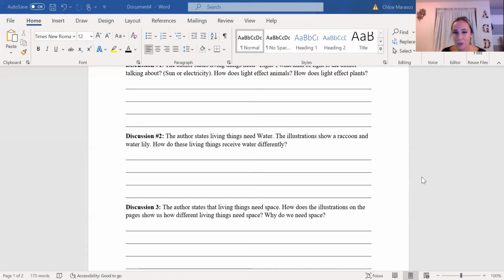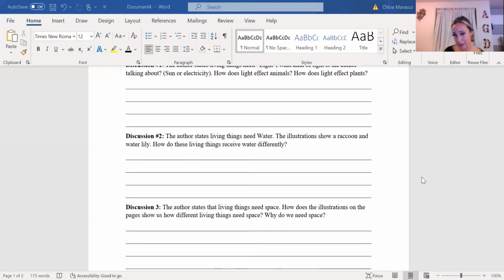You want to ask your students to start thinking, what does the author mean when they say they need water? The illustrations show us a raccoon and a water lily, but how do these plants and animals receive water differently? How is the water lily drinking water, but the raccoon is also drinking water? The water lily doesn't have a mouth. Get them thinking about these things. Then you continue reading after you've given them a couple of minutes to talk to their groups and write down their ideas. Living things need air.